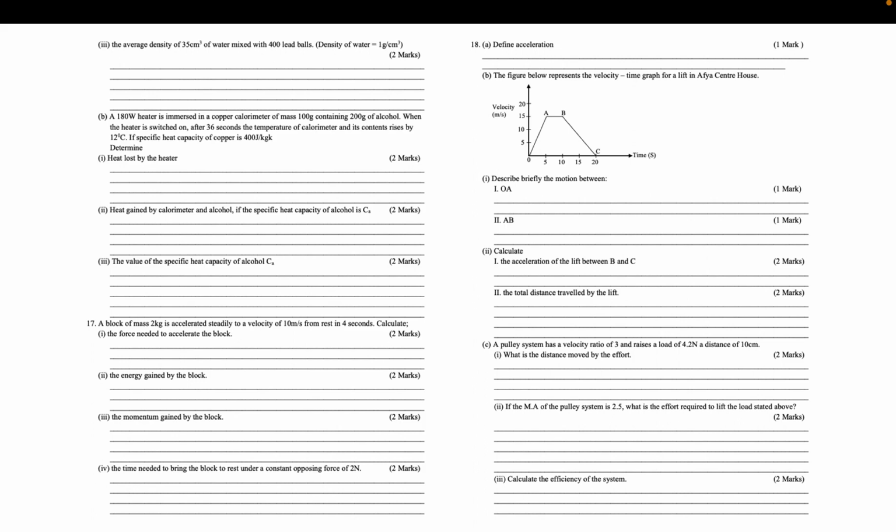A block of mass 2 kilograms is accelerated steadily to a velocity of 10 meters per second from rest in 4 seconds. Calculate: (i) The force needed to accelerate the block. 2 marks. (ii) The energy gained by the block. 2 marks. (iii) The momentum gained by the block. 2 marks. (iv) The time needed to bring the block to rest under a constant opposing force of 2 N. 2 marks.